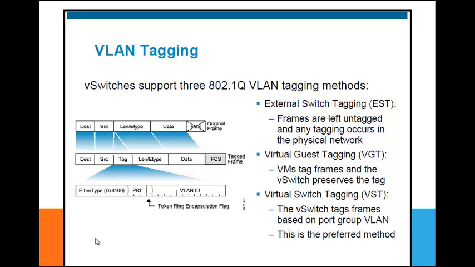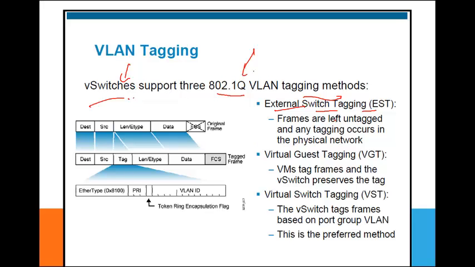Now VLAN tagging. V switches support the 802.1q tagging method. It supports it in three different ways. One is external switch tagging, EST. External switch tagging is where the VM switch will not do anything. The V switch will not do any tagging, but it allows the physical switch that connects to it to tag and send.